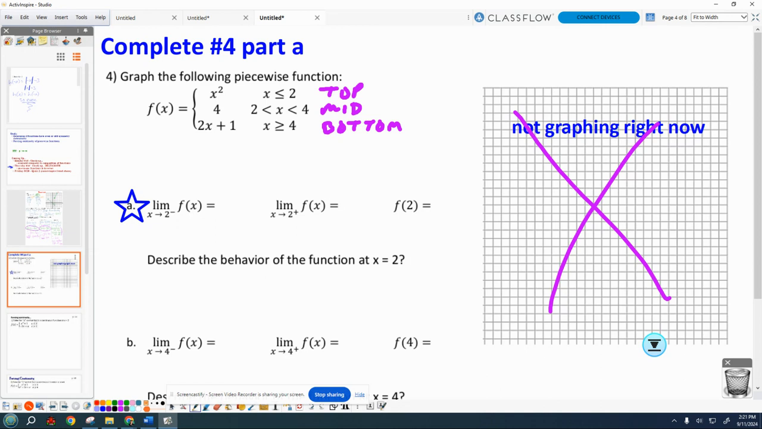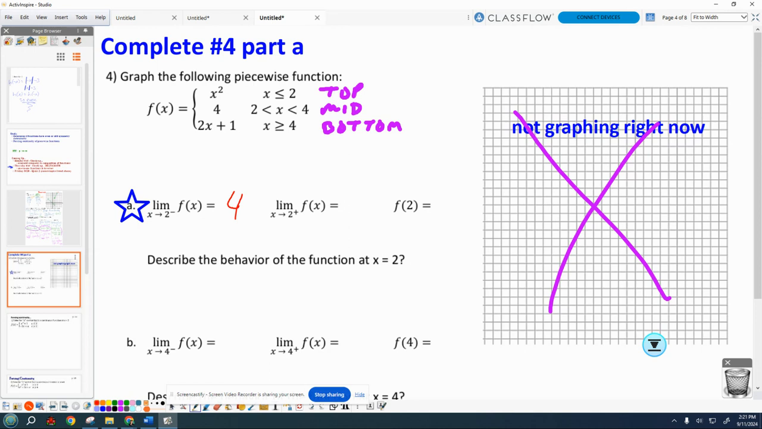To do 2 from the left, do I use the top, the middle, or the bottom? I use the top. Top, so plugging in 2 to the top, what do I get? 4.